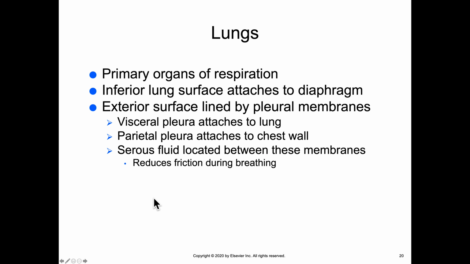The lungs are the primary organs of respiration. The inferior surface attaches to the diaphragm, which is what allows them to expand. The exterior surface is lined by pleural membranes. Pleural membranes are different types of synovial membranes in your body. They have a visceral pleura that attaches to the lungs. So viscera is going to attach to the organ. The parietal section will attach to the chest wall. So the visceral pleura attaches to the lungs, and the parietal pleura attaches to the chest wall. And then there's serous fluid in between.